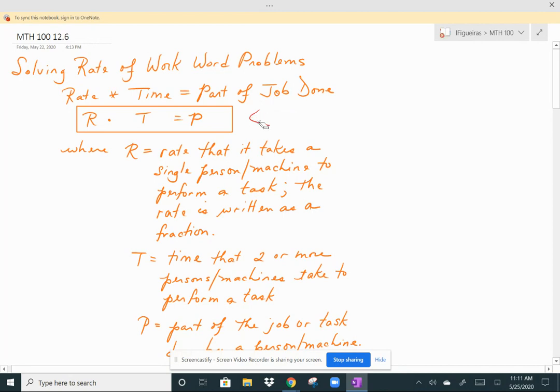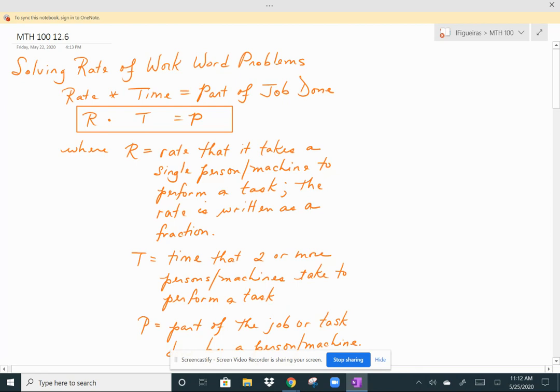Now, what is R? R will be the rate that it takes a single person or machine to perform a task. The rate is always written as a fraction. So, for example, if it takes me 4 hours to grade the exams for a class, then my rate of work would be 1/4, because for every 1 hour, I have completed 1/4 of the job. So, whatever the total amount of time is, you put that number over 1, and that will be the rate of work or rate that it takes someone to complete a task.